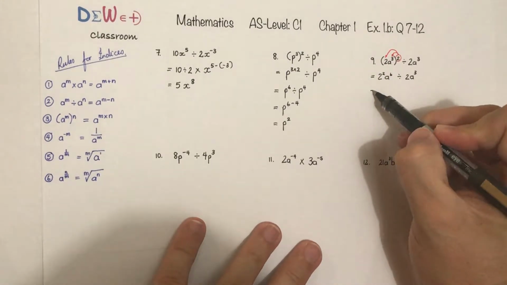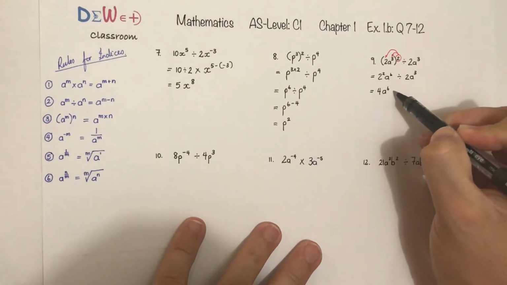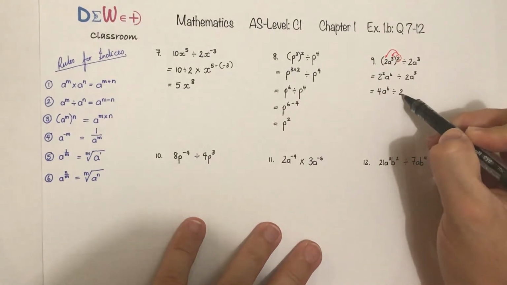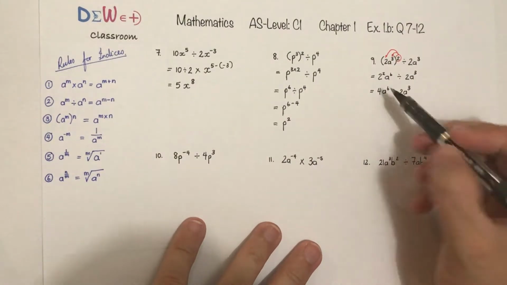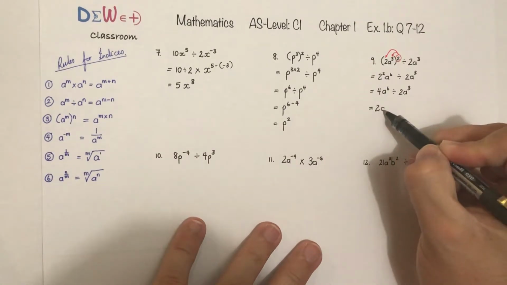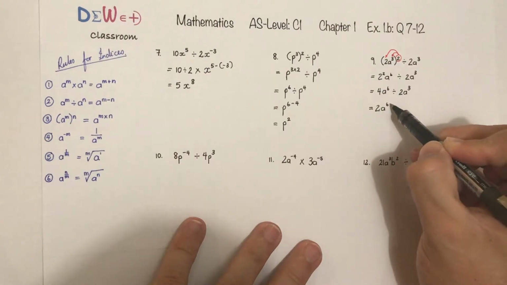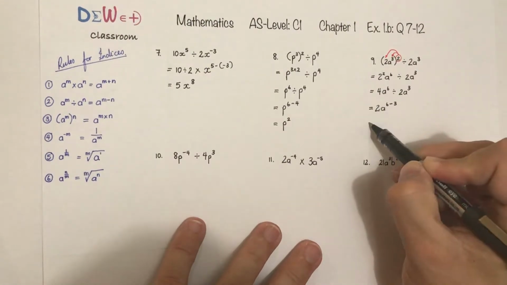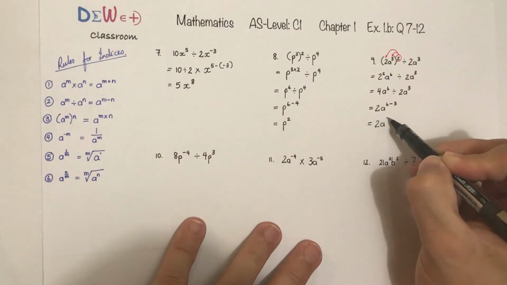So we effectively have 4a to the power 6 divide by 2a to the power 3. Now 4 divided by 2 gives us 2. A6 divided by a3 is 6 minus 3, resulting in 2a to the power 3.